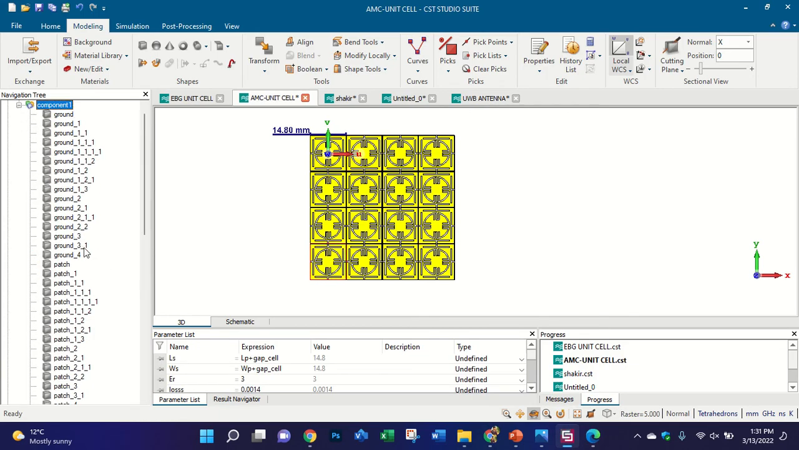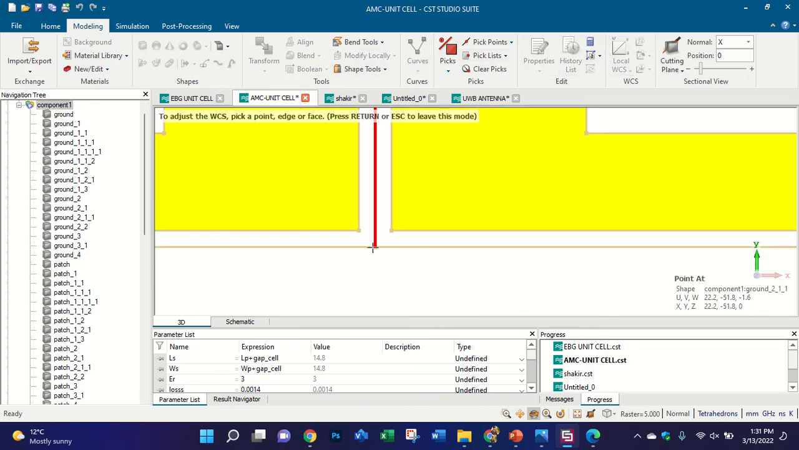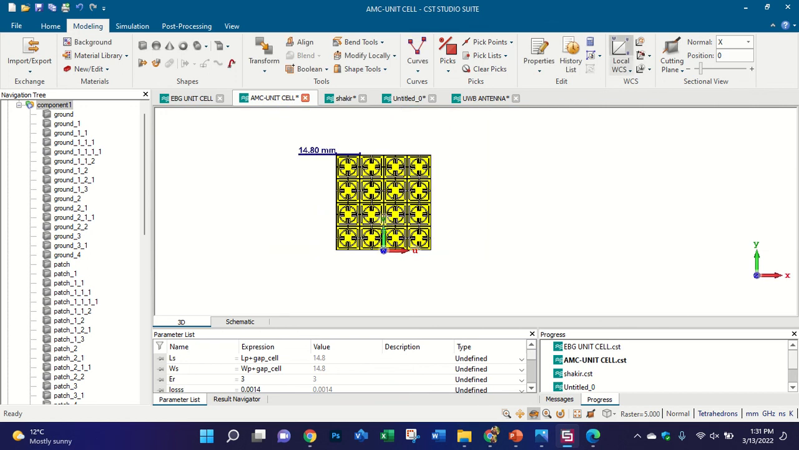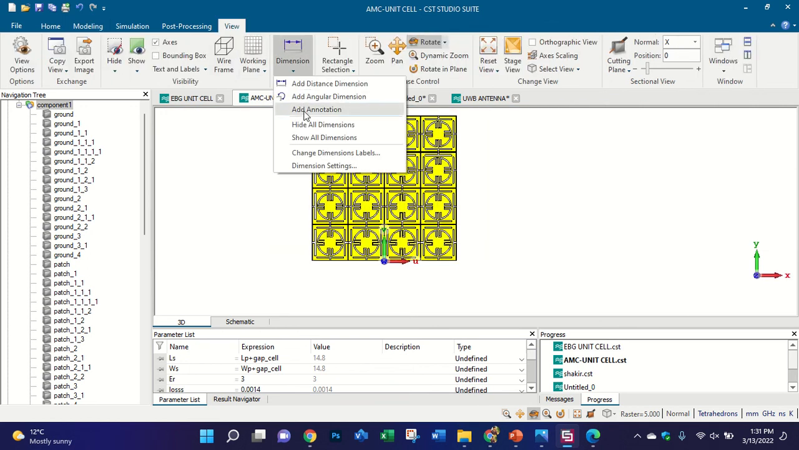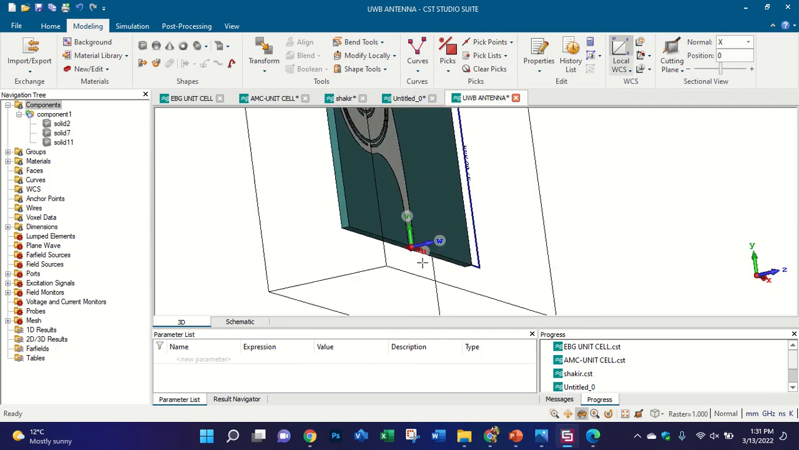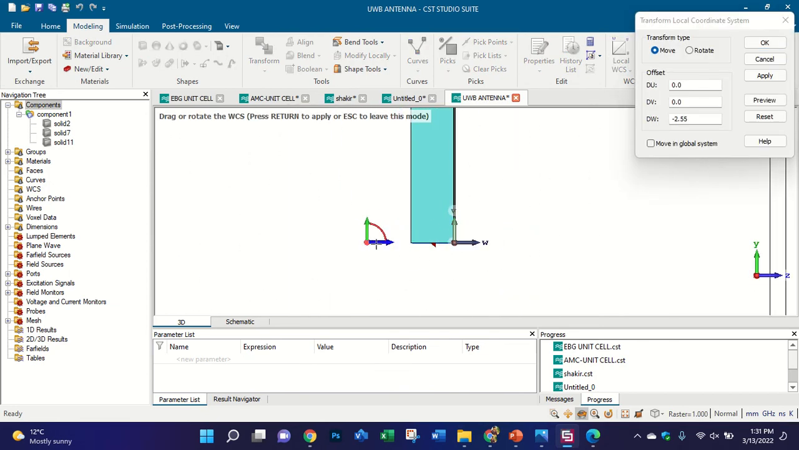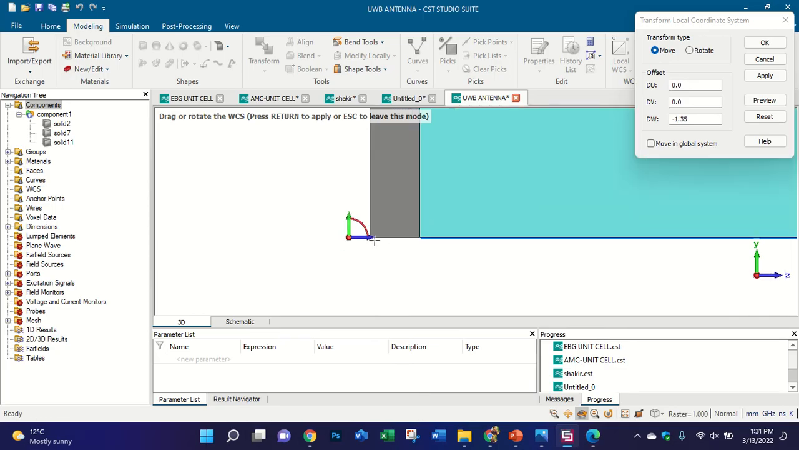I cannot select the center one because maybe my WCS has not selected this point. Let's check this one. Okay, now yes, it is selecting. So I remove the dimension, and I am copying. Press Control C. And here you have a WCS. Now you need to shift your WCS at first to this point. At this point, click apply.